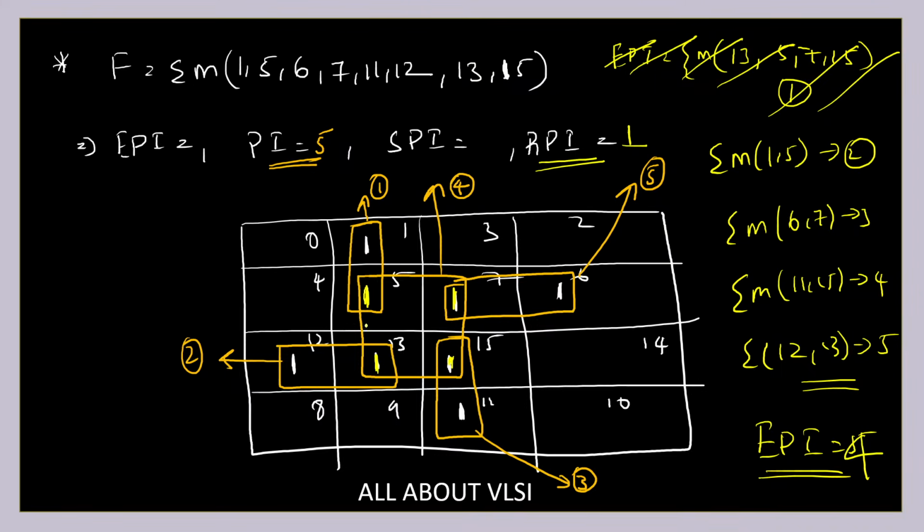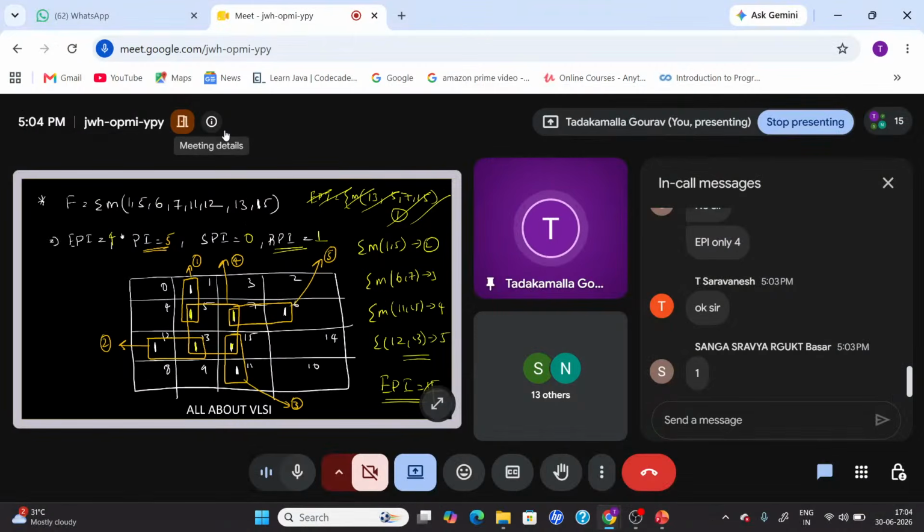So in your final solution, you are not going to take this particular RPA term at all. And there is no SPA present, so SPA is equal to 0. EPA is equal to 4 itself. Okay, so this is how we are going to calculate our SPIs, EPIs, RPIs, and SPIs.